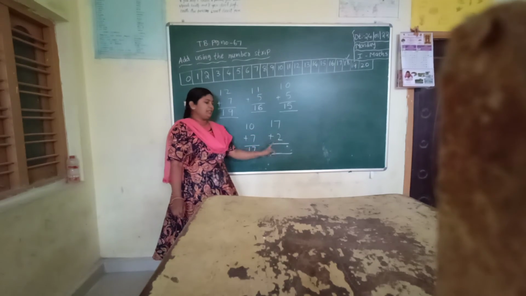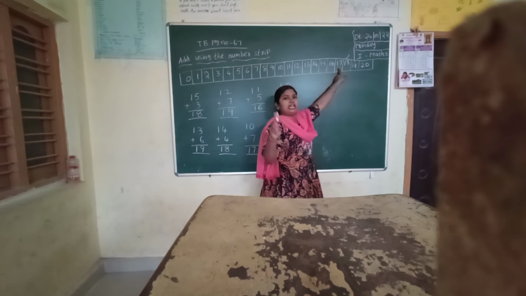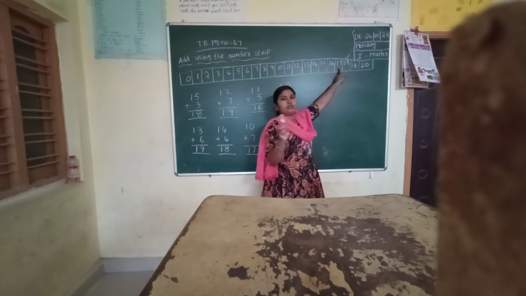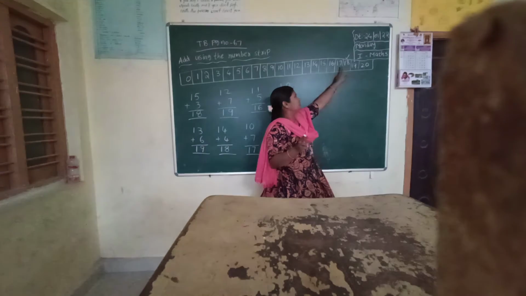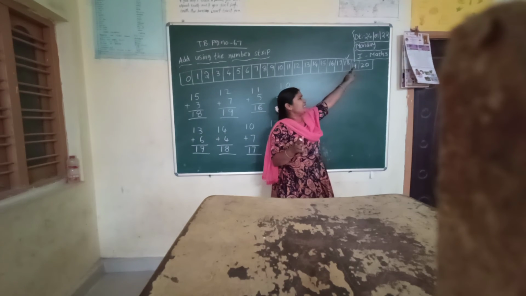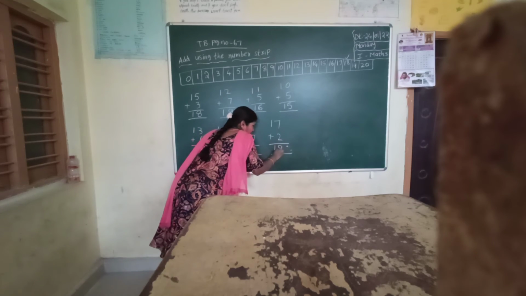Next, 17 plus 2. Here is the 17. After 17, again count 2 numbers. Don't count the 17 number. After that you have to count. 1, 2. What is the answer? 19. You have to write down.